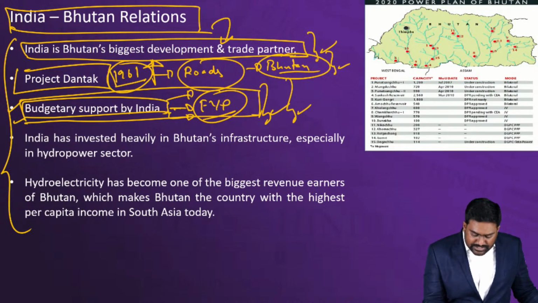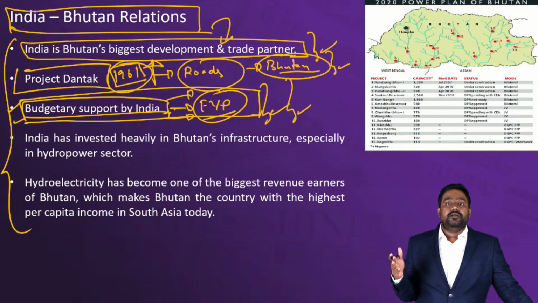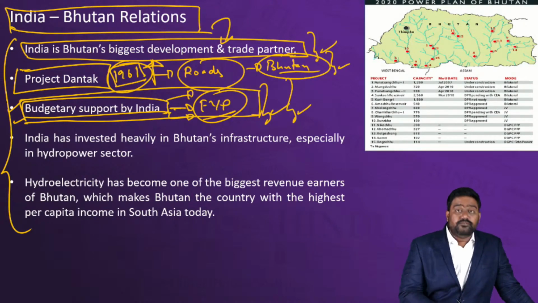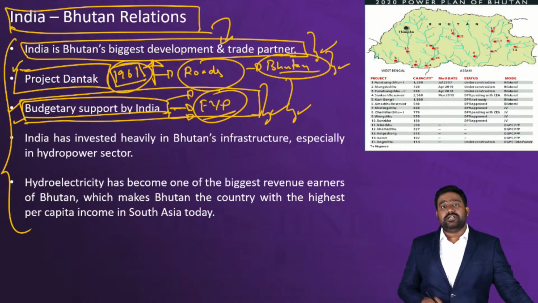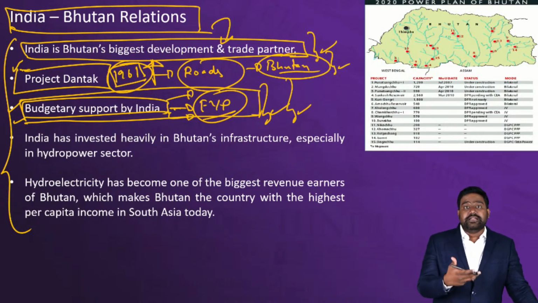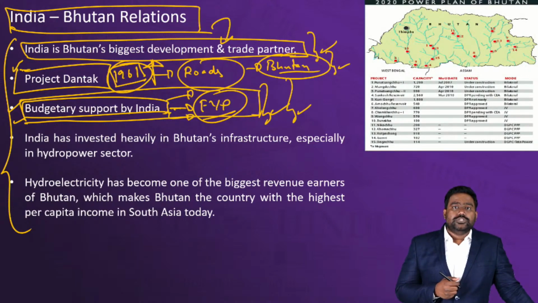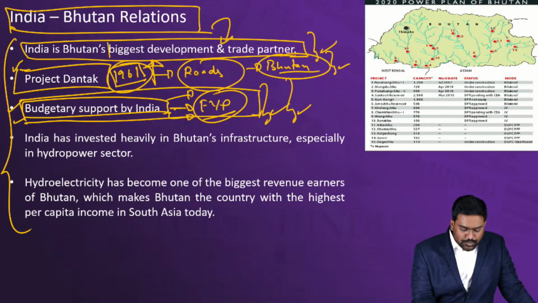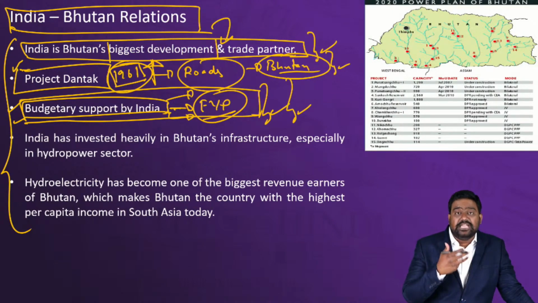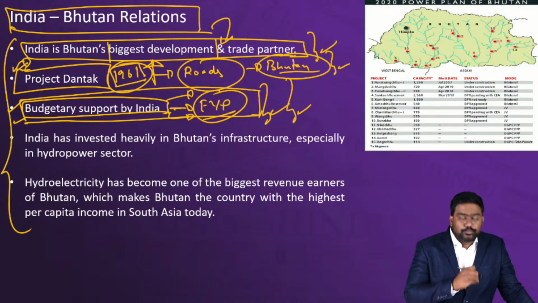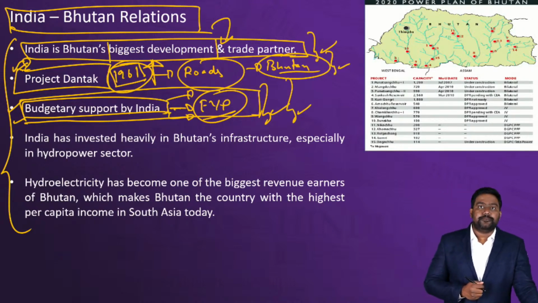This project continues even today. It has expanded. Under Project Dantak, we have built bridges, railway lines, we have set up schools and hospitals, power lines, power grids and hydropower plants. So India has given extensive development assistance to Bhutan under such development programs. Project Dantak is one of the key initiatives through which India has helped Bhutan in creating essential infrastructure.